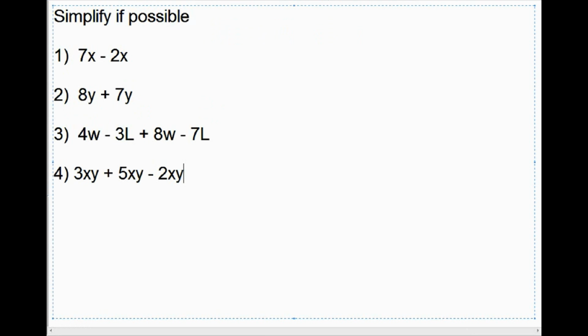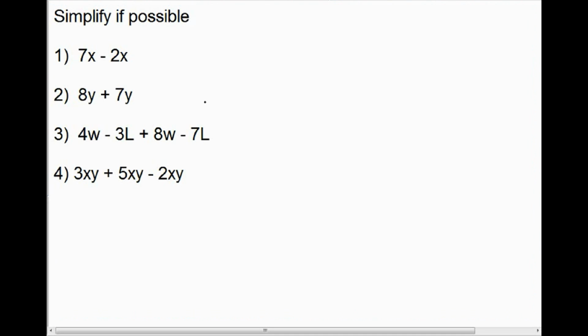So to finish off our lesson on like terms, I'm just going to ask you to answer a few questions here. So for each one of these questions, you're asked to simplify if it's possible. So again, if we have like terms there, you're going to combine the like terms by adding or subtracting the coefficients and leaving the variable or variables exactly the same. With question number 3, I might suggest you rearrange the question so that the like terms are next to each other.